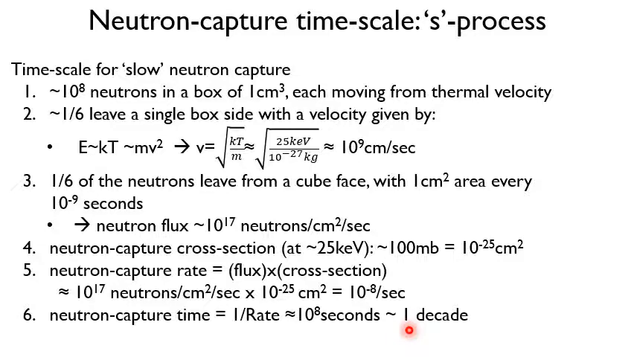If your beta decay half-life is less than a decade, then that is going to be faster than neutron captures. And so you're pretty much going to stay along the valley of beta stability, with a few exceptions of relatively long-lived nuclei that are near stability.